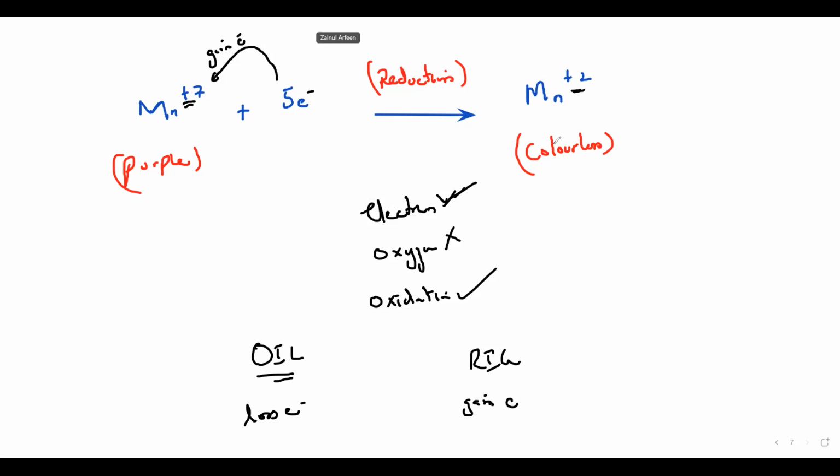This you have to learn, the color. Another one which you have to learn is chromate, Cr plus 6. If it gains electrons, it turns into Cr plus 3.